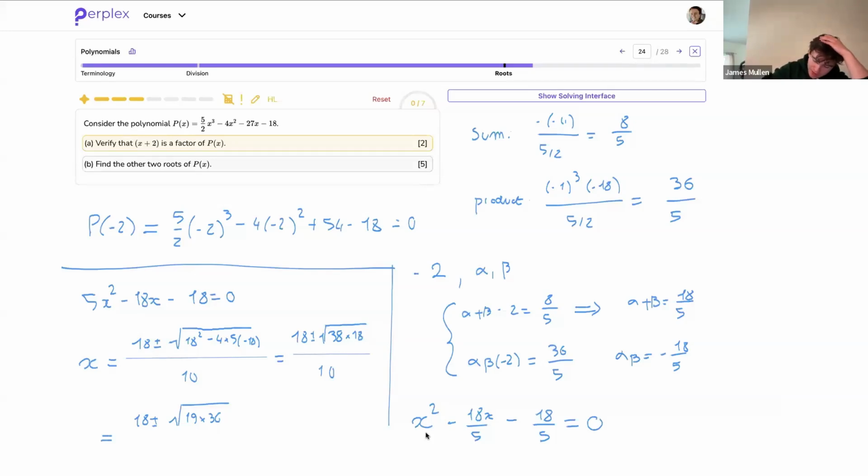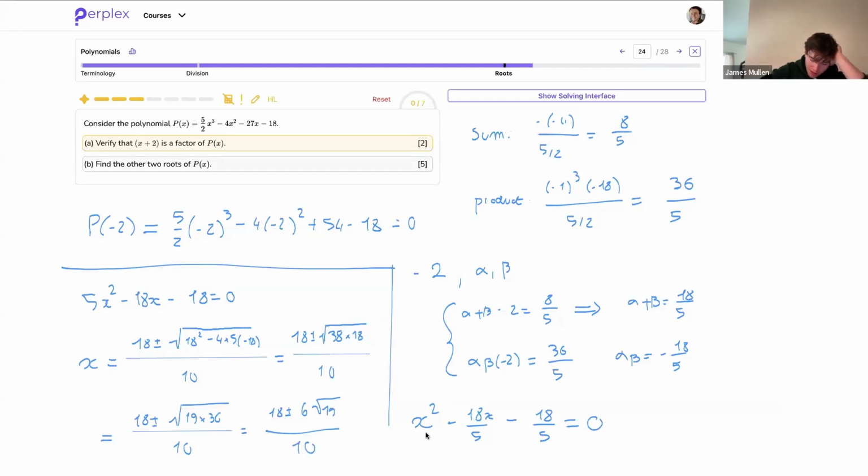And that's going to be perfect because 36 is a perfect square. So this is, I keep writing 2, it's over 10. This is equal to 18 plus or minus 6 times the root of 19 over 10. And that is my answer. And you can simplify if you want.